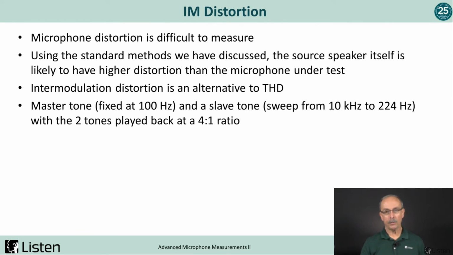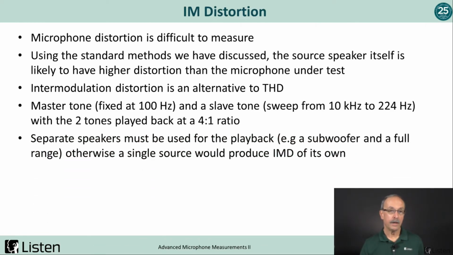So for the example that we're going to discuss today, intermodulation uses a master tone, which in this case is a fixed tone at 100 hertz, and a slave tone, which is a sweep from 10 kilohertz to 224 hertz. And the two tones are played back at a 4:1 ratio.